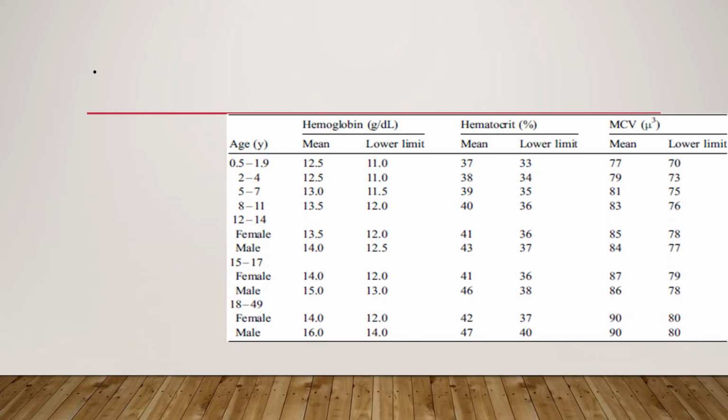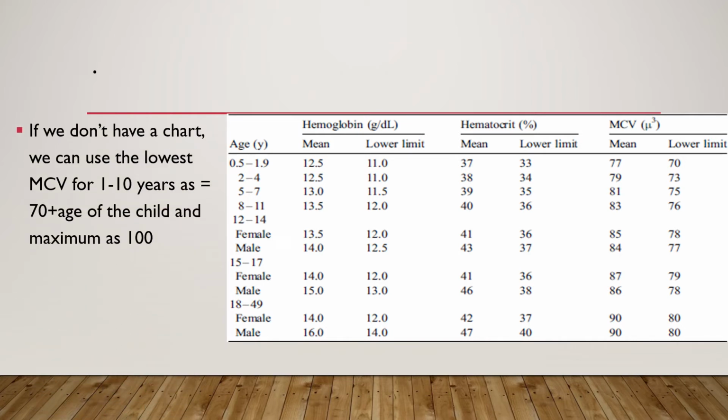So this is the normal hemoglobin and hematocrit, and also normal MCV for children up to the age of 17 years. And if you don't have this chart, we can use the lowest MCV for children between 1 to 10 years as 70 plus the age of the child, and the maximum as 100. So for example, if you don't have this chart at hand, the lowest MCV for a 2 year old child is 70 plus 2, or 72. For an 8 year old child it is 70 plus the age of the child, or 78. Whereas the maximum is 100.